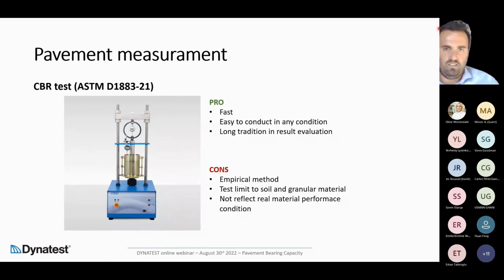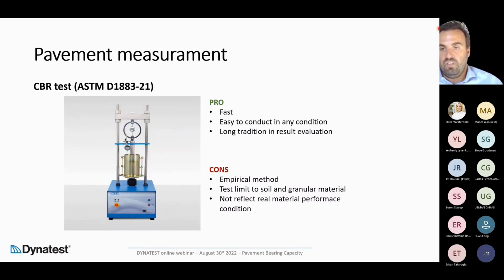Most of you will know that the CBR, of course, uses a specimen prepared in the lab and tested with this particular machine that measures the penetration inside the soil. There are some positive points of this type of test because it's fast and easy to conduct in any condition, so any lab can prepare this type of test. And of course, there is a long tradition in result evaluation. So if I say a soil is characterized by 10% CBR, most of us know that it is a good material. So the soil is in good condition and can support the stress very well.